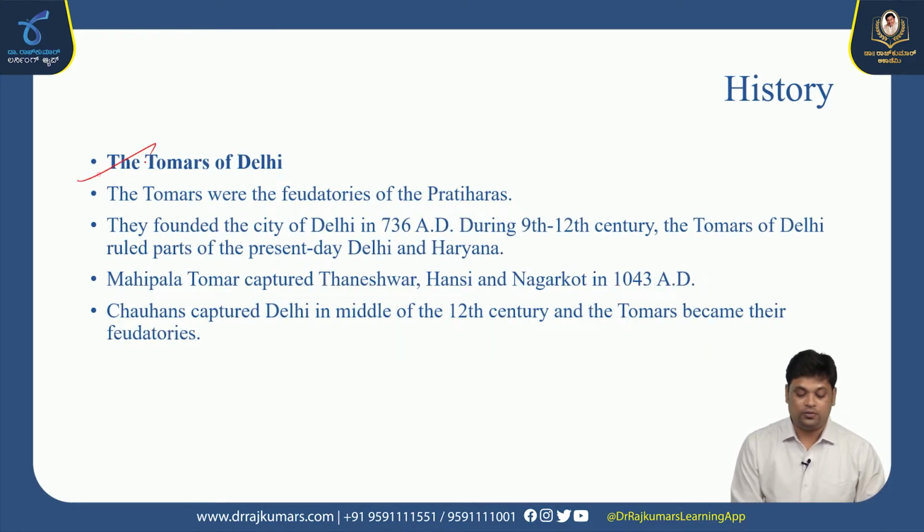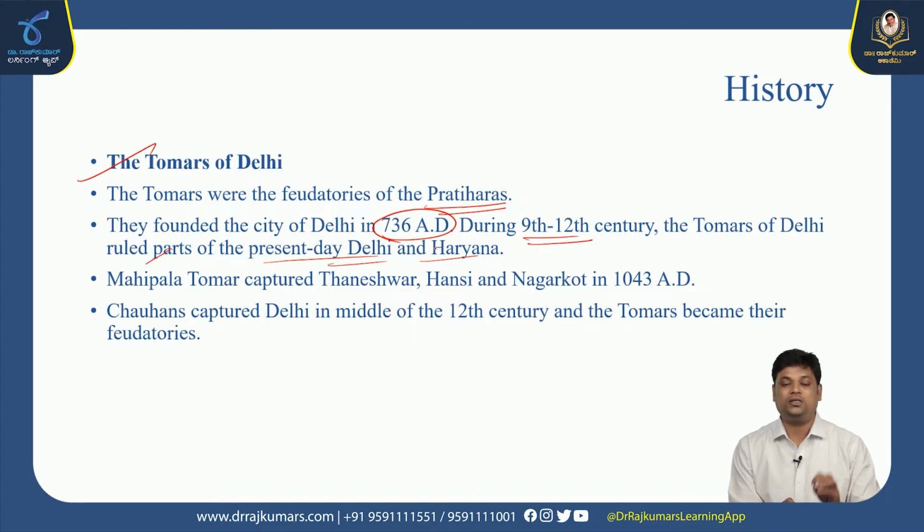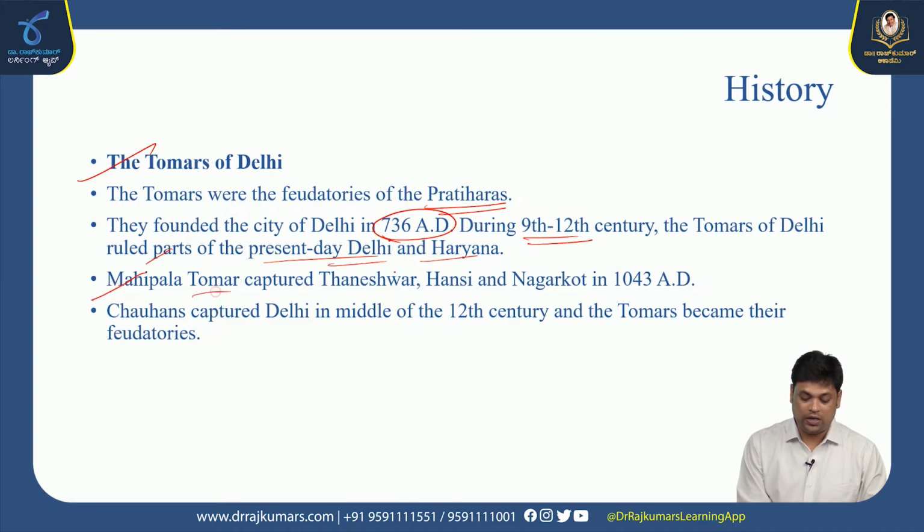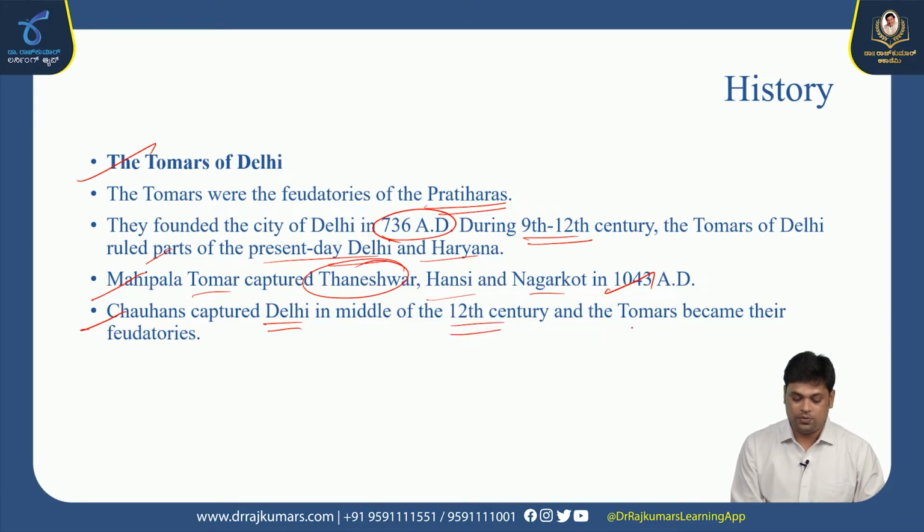The Tomars of Delhi. The Tomars were also feudatory chiefs under the Pratiharas. They were the ones responsible for founding the city of Delhi in the year 736 AD. From the 9th to the 12th century, the Tomars of Delhi ruled parts of present-day Delhi and Haryana. Mahipala Tomar captured Thanesar in Haryana, as well as Hansi and Nagarkot, in the year 1043. The Chauhans captured Delhi in the middle of the 12th century and the Tomars became their feudatories.